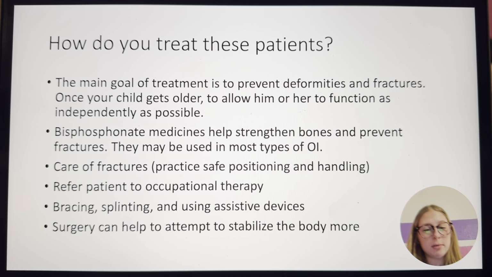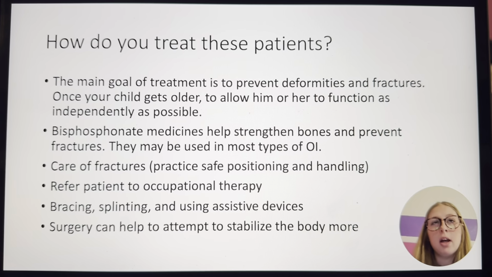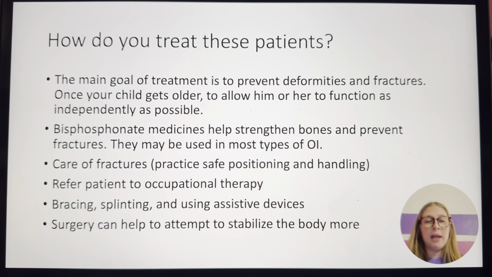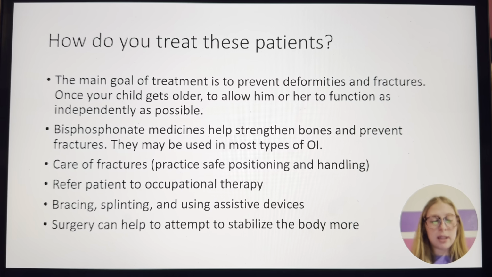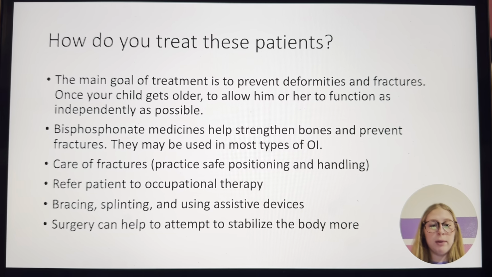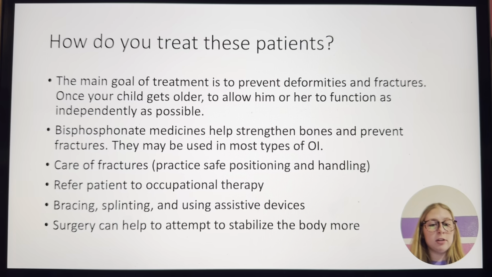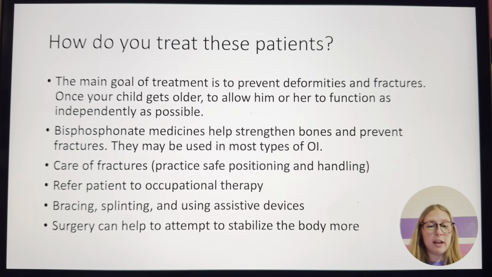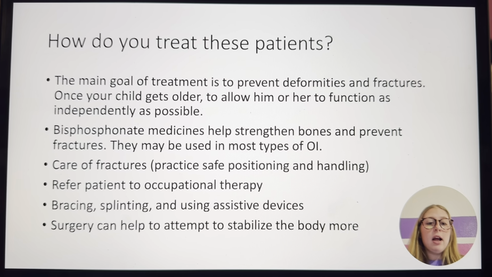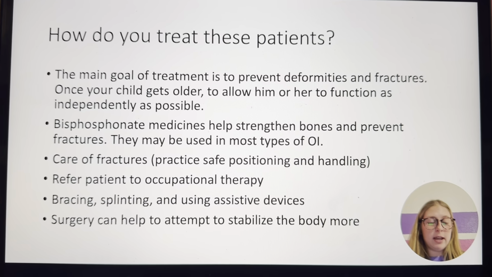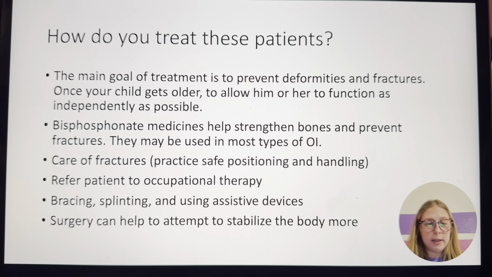Bisphosphonate medicines to help strengthen bones and prevent fractures. Obviously, we're not prescribing the medicine, but just to be aware of medicines that these patients will most likely be on. Care of fractures, practice safe positioning and handling. Again, we already talked about this. And then refer the patient to occupational therapy.